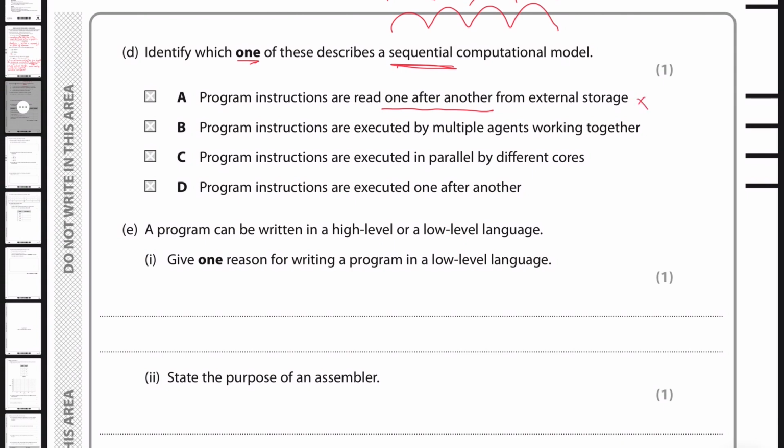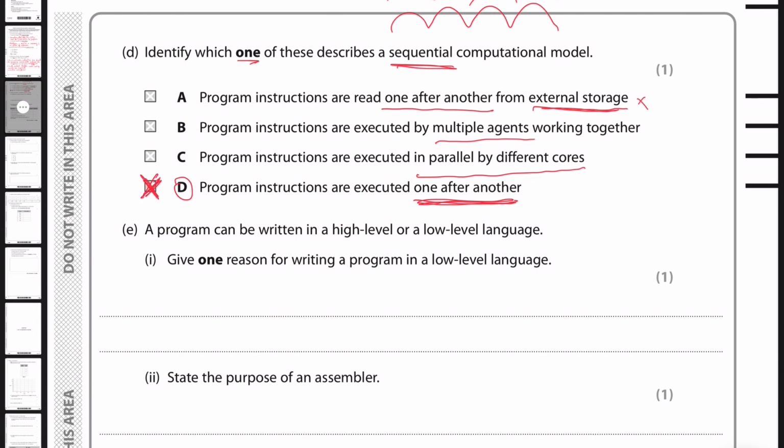Program instructions are executed by multi-agents. Multiple agents, no, that describes instructions that are coming from all over the place. Program instructions are executed in parallel. That means more than one at a time, different cores. So that's no good. Basically, it's D. Why is it D? Because program instructions are executed one after the other. That is a sequence of events, not necessarily from an external storage. So the correct answer would be D.